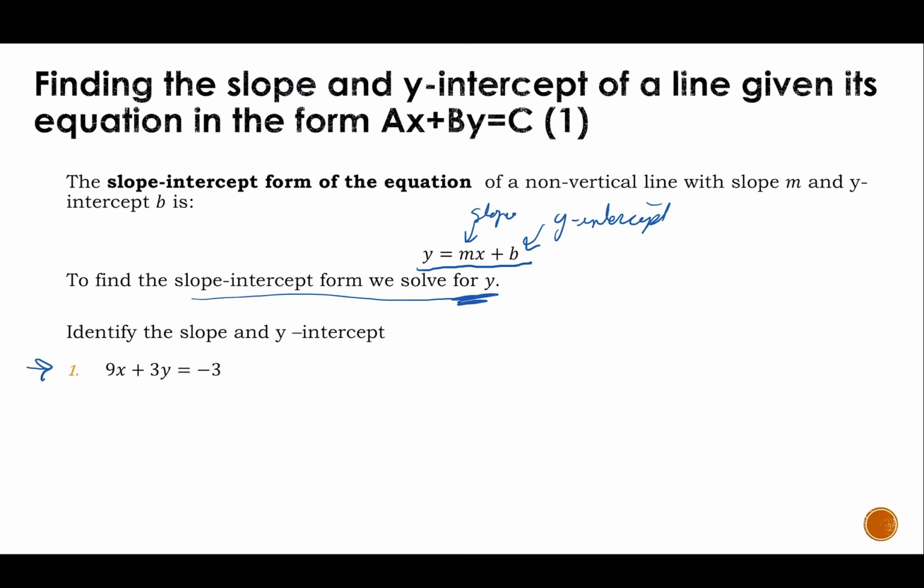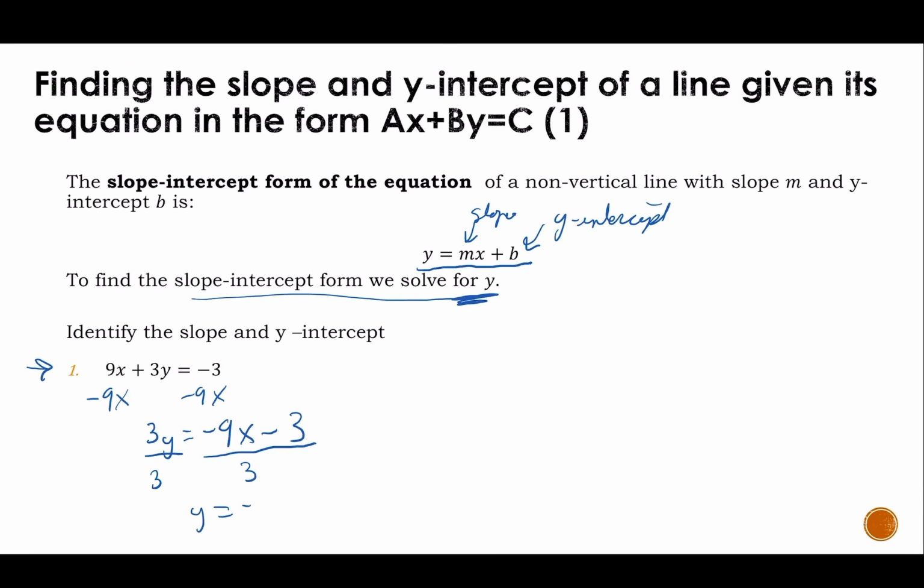So here I have 9x plus 3y equals negative 3. And what I want to go ahead and do is isolate my y. So I'm going to move my x's to the other side. So I've got 9x minus 9x, 3y equals minus 9x minus 3. Next, I need to get this y all by itself. So I divide by our coefficient, which is 3.